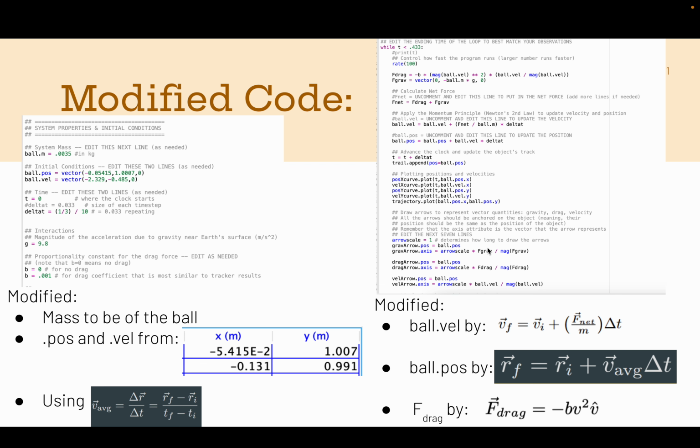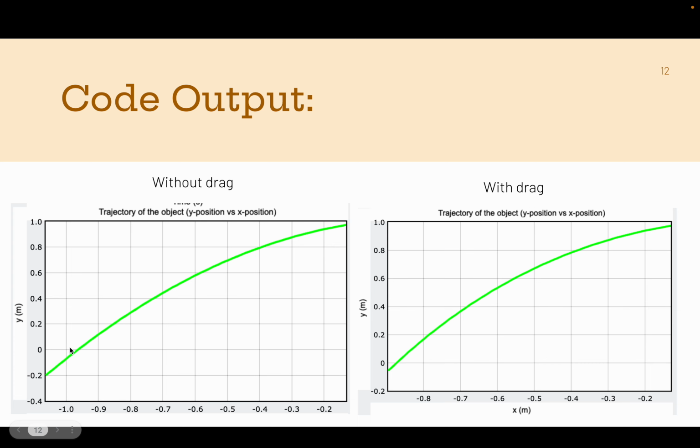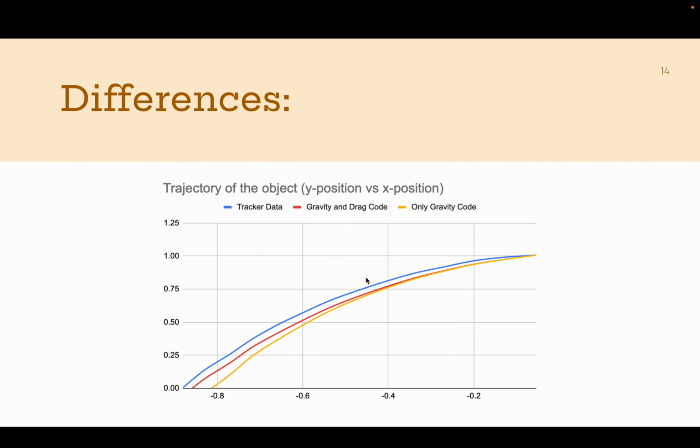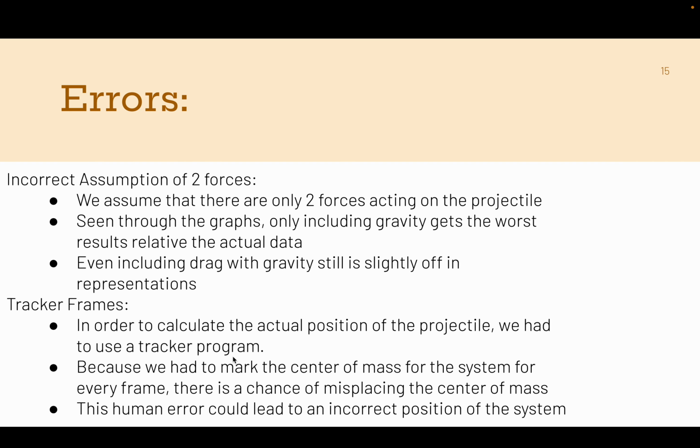The code output, you can see here that without drag, it should have reached the ground a lot sooner, and it's inaccurate because it obviously didn't in the tracker data. With drag, it almost reached the ground at the same time as the tracker data, but still slightly off. You can see what I was talking about with reaching the ground sooner. The tracker data only reached the ground at the exact end of the 0.433 seconds, while gravity and drag, and then just gravity only, reached it earlier. So that's why gravity and drag is the most similar, but still not completely accurate.